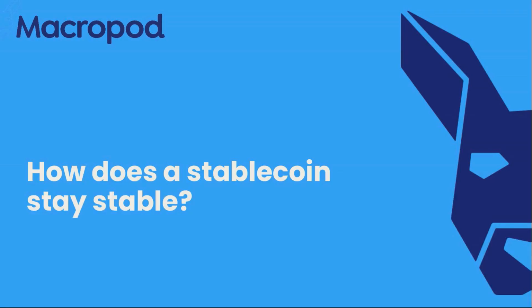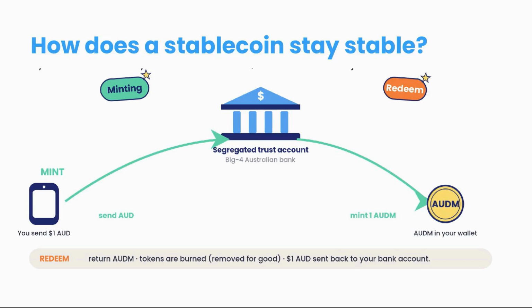But how does it actually stay at $1? For AUDM, the answer is simple. When our clients want to mint Australian dollars to AUDM stablecoins, they send Australian money to our reserve trust account, and we create an AUDM in their crypto wallet. That's called minting. A holder of an AUDM has a beneficial interest in $1 of the trust assets. It's a straightforward one-to-one model.